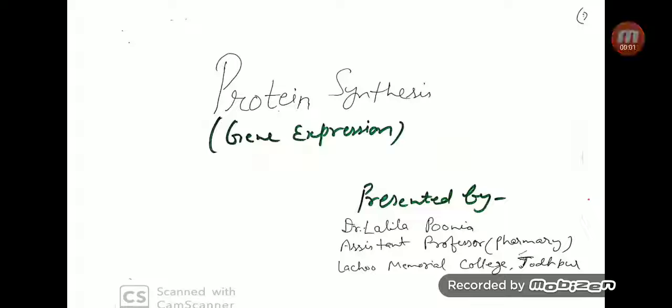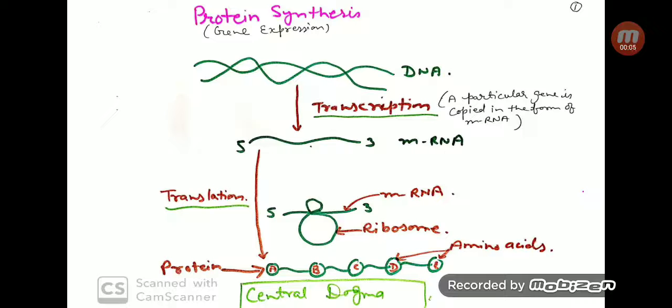Friends, today's topic is protein synthesis, or gene expression. Protein synthesis occurs in two steps, transcription and translation. Synthesis of mRNA from DNA is known as transcription, whereas synthesis of protein from mRNA is known as translation.